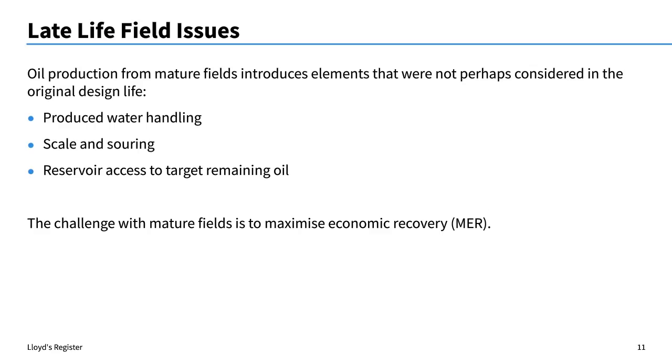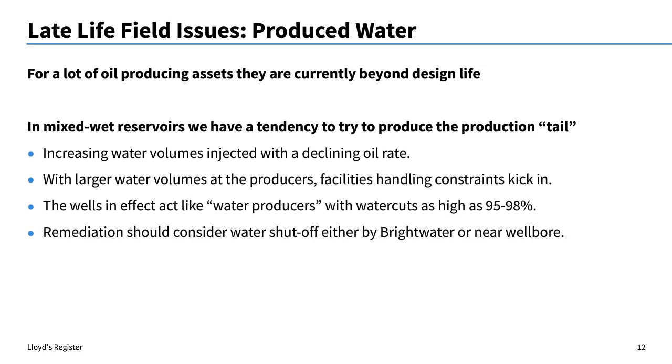So let us touch on the three issues that I've just mentioned so far: produced water handling, scale and souring, and reservoir access to target remaining oil. Now, as I mentioned previously, a lot of the fields are currently beyond their design life. And given the fact that the reservoir, wells and facilities are all interlinked, we may have integrity issues as the fields get older. The reservoir, in a sense, as I mentioned, is acting like a washing machine in the sense that water is injected, cycles through the reservoir, and out the other end comes effectively a water producer with a small oil cut. Now, as I mentioned earlier, this idea of producing the tail is basically an oil profile where it extends out.